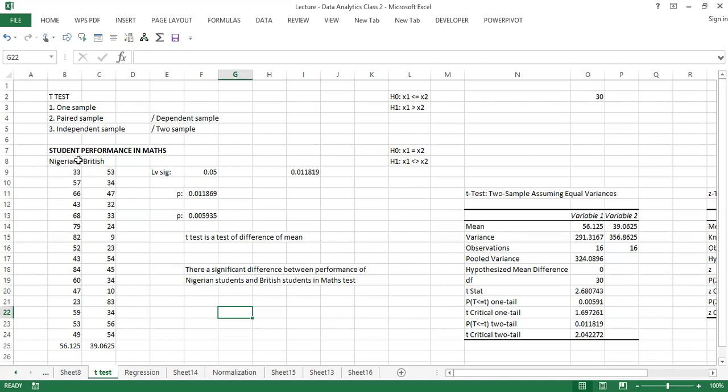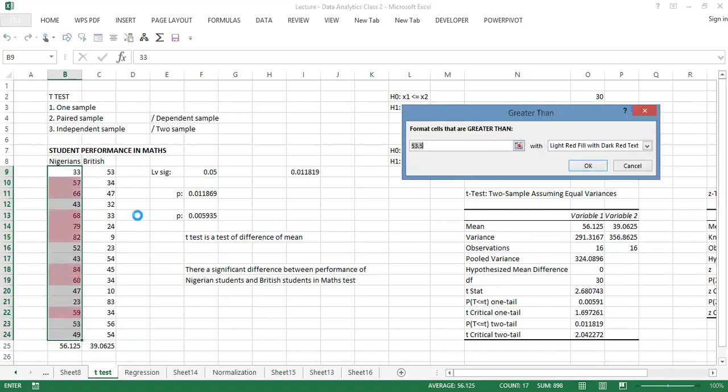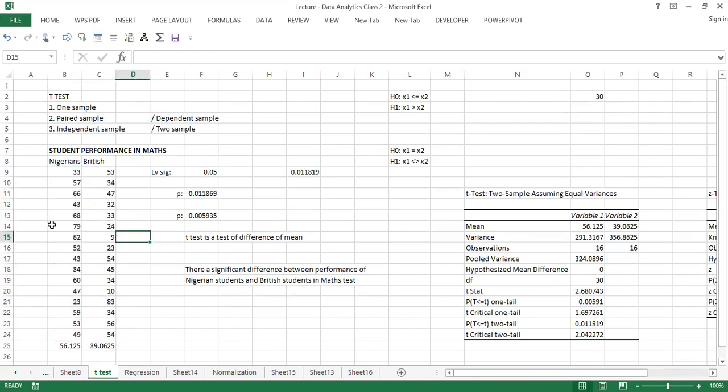Okay, let me try it. Let's quickly try it. But I think I've changed some of these figures. So, have I?